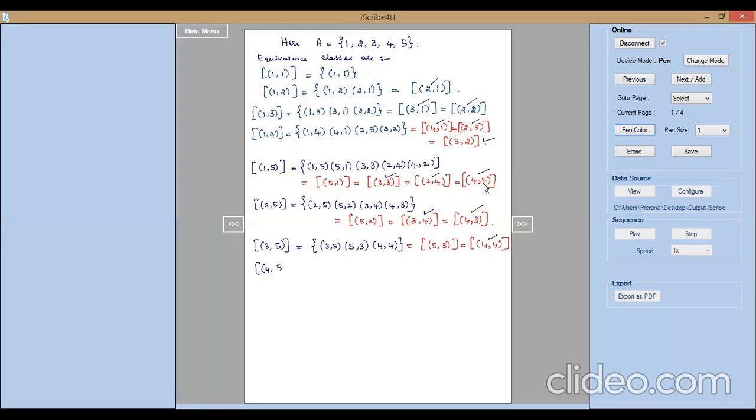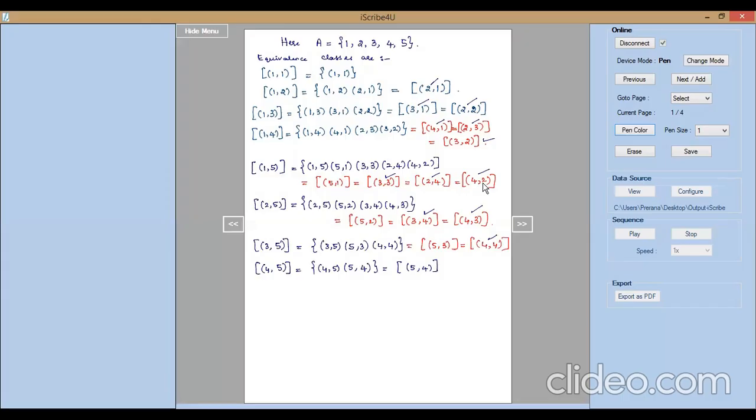So I have to do 4, 5. 4, 5 sum should be equal to 9. So I have to take 4, 5 and 5, 4. That's all, sum equal to 9. So this is equal to 5, 4 as well. Equivalence class of 5, 4 also.